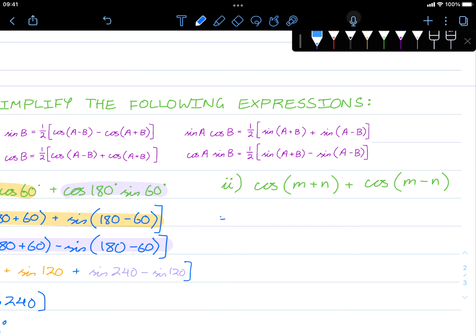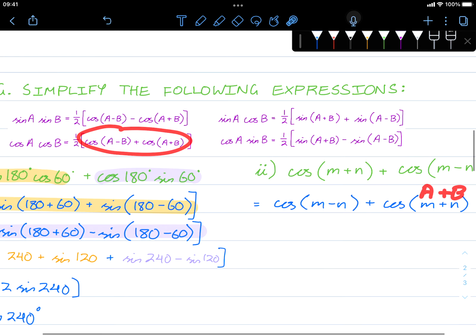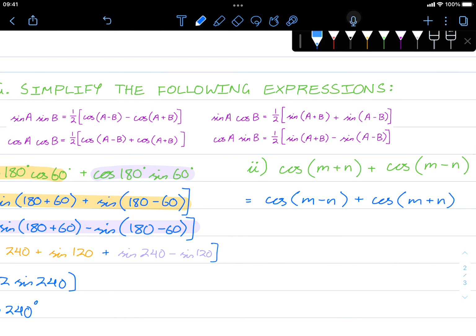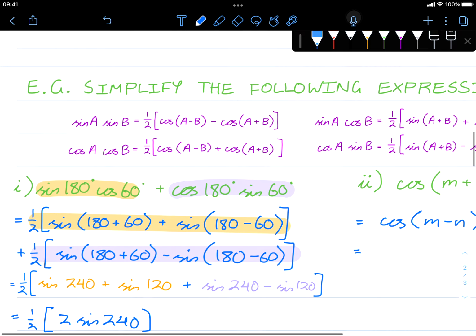Okay, so if I just rearrange it for you, take a look. That's cos of m minus n plus cos of m plus n. So look, that's cos of a minus b plus cos of a plus b. That there looks very close. So we can actually simplify this into, well, since it's missing a half, if we just multiply both sides here by 2, so it becomes 2 cos a cos b equals that expression that we have.